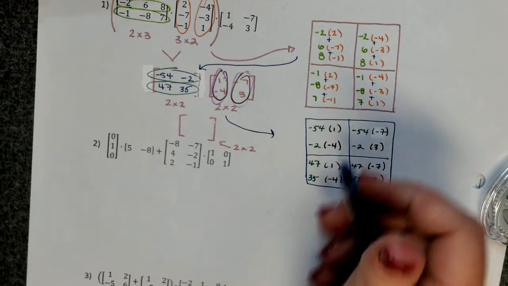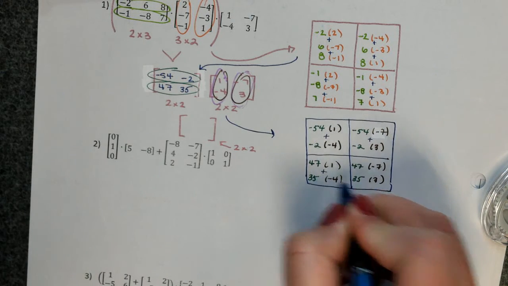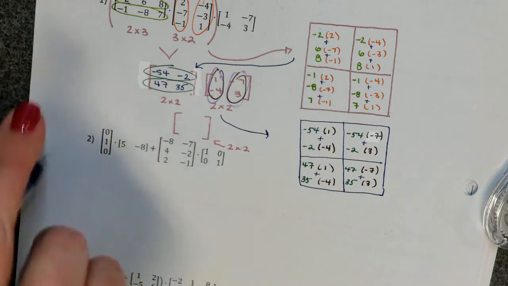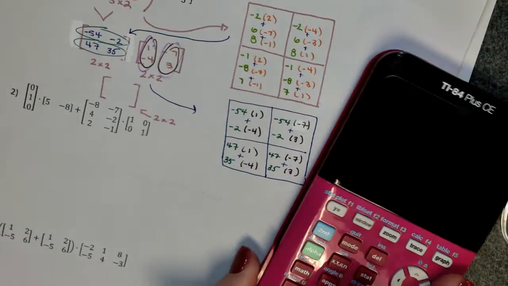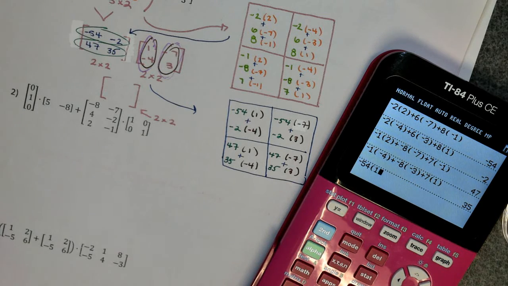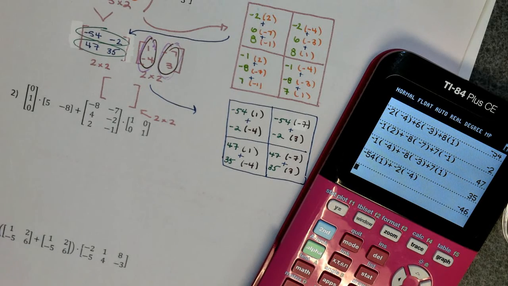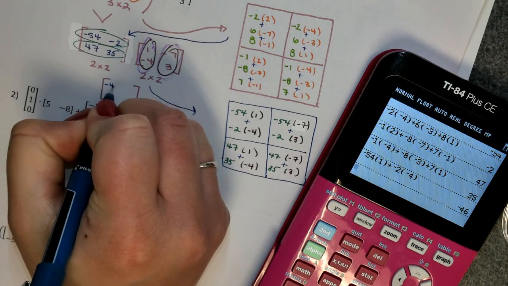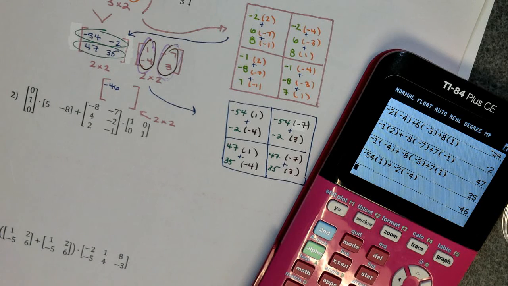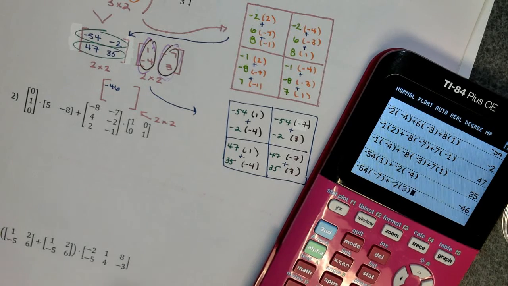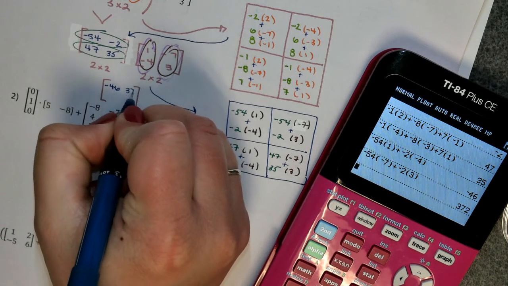I know that with these pairs of numbers, I'm going to be adding them. So I'm going to go through and put my plus sign in between the pairs. And I can type this right into my calculator again so I can put my final answer here. -54 times 1 plus -2 times -4. -46 in that first box. This one here, -54 times -7 plus -2 times 3, 372.